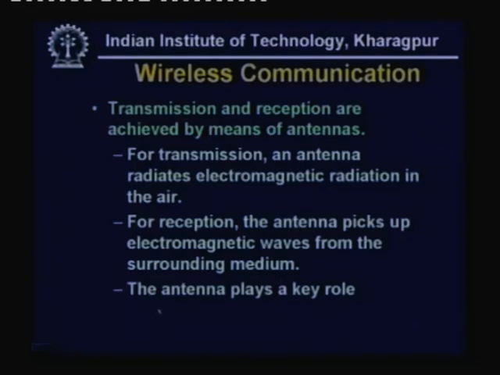So it is somewhat like this. You have got an antenna which is transmitter, and here you have got another antenna. So this is your transmitter and this is your receiver. So electromagnetic signal will go from one to another through this antenna. And in this case, as I mentioned, antenna will play a very important role, a key role, as we shall see.